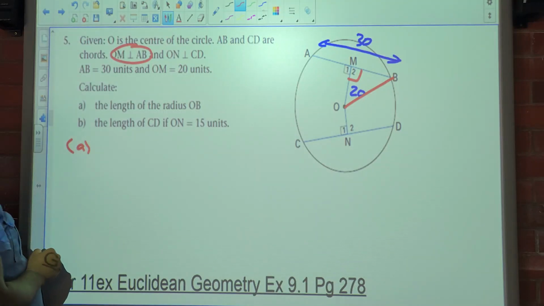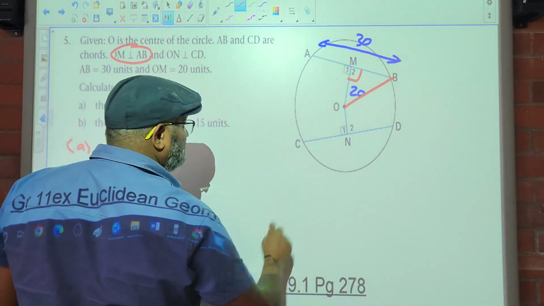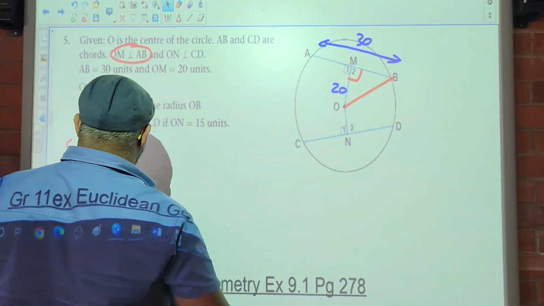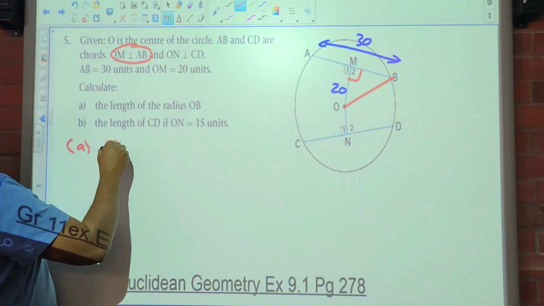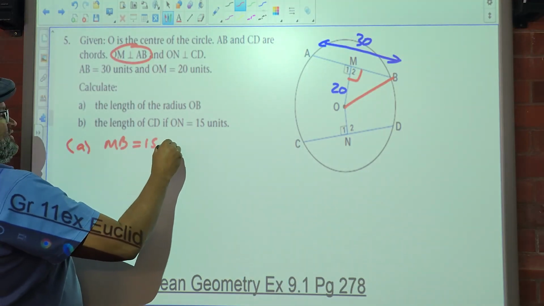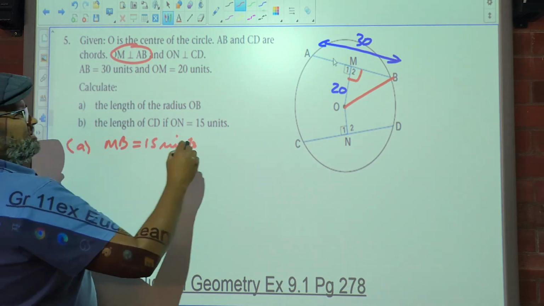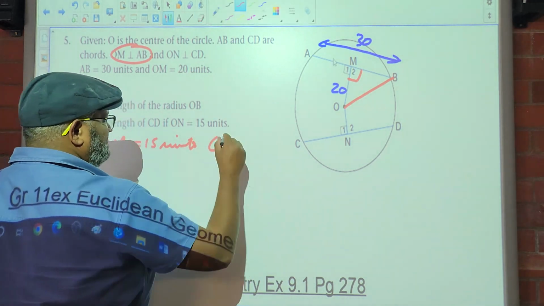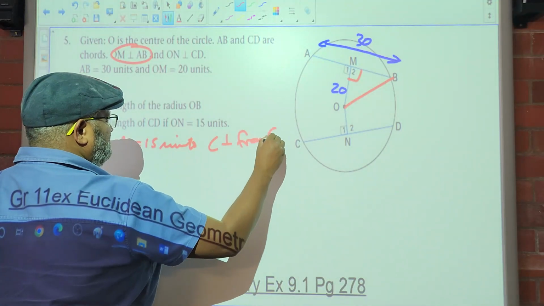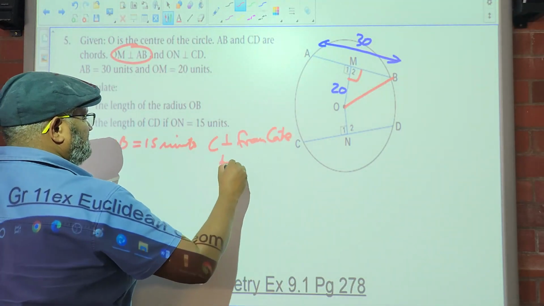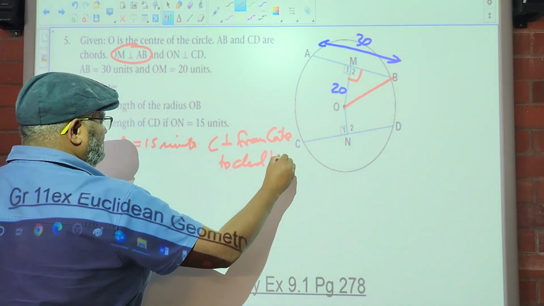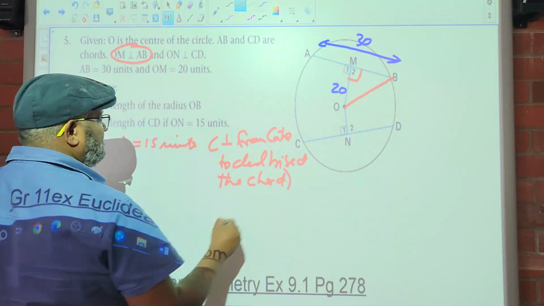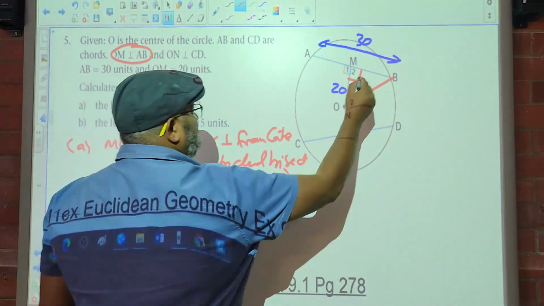So can I apply Pythagoras there? What am I shorting? The fact that MB is going to be 15. So MB is 15. Why is it 15 units? Perpendicular from center to chord bisects the chord. Okay, so there we have 15.